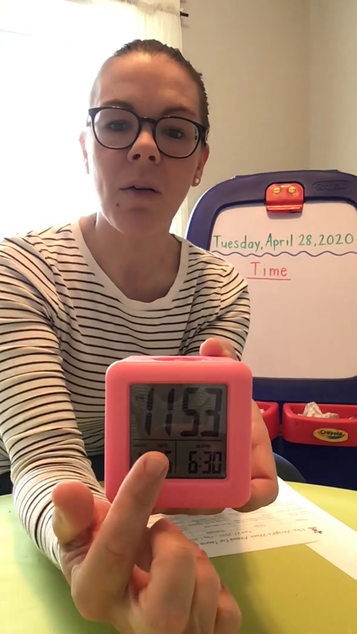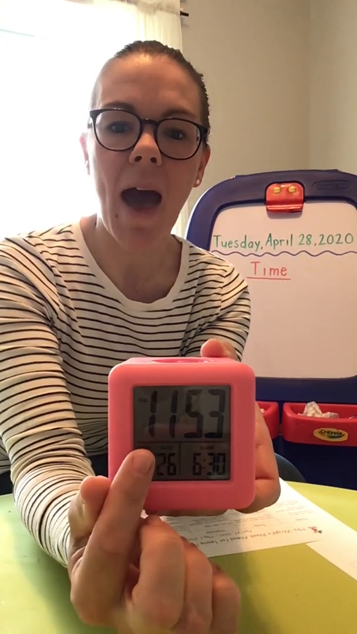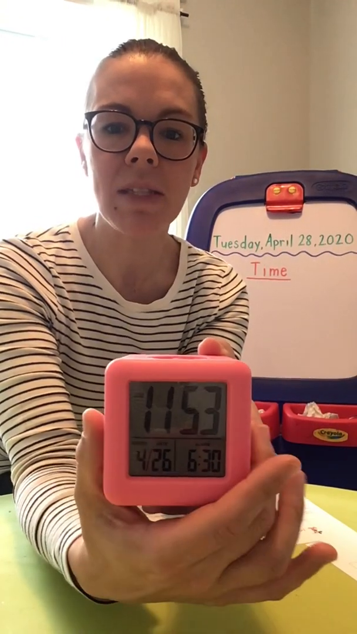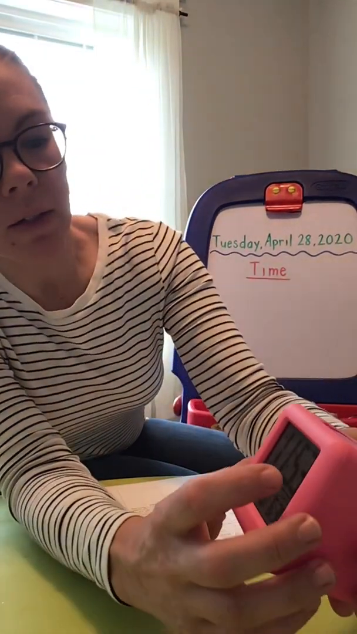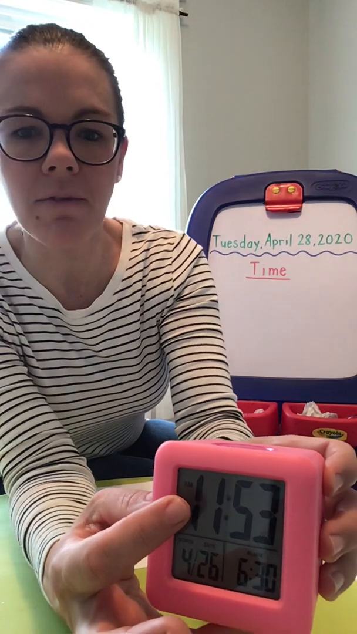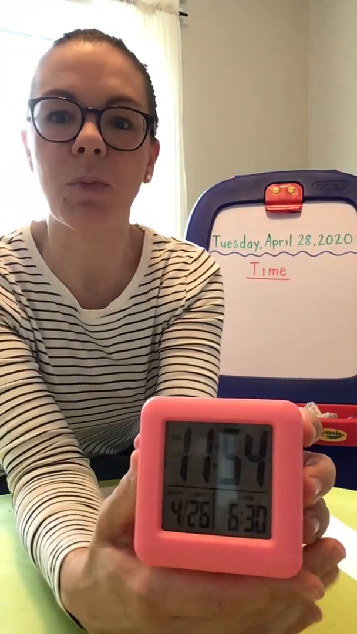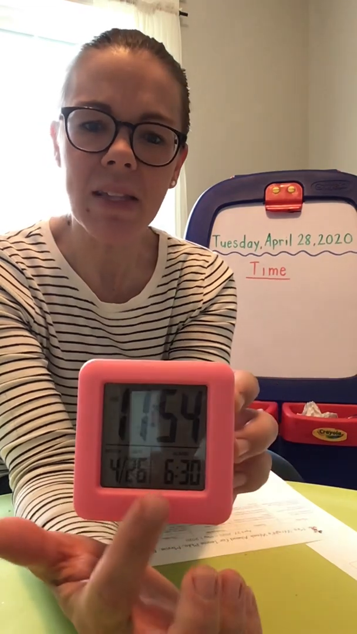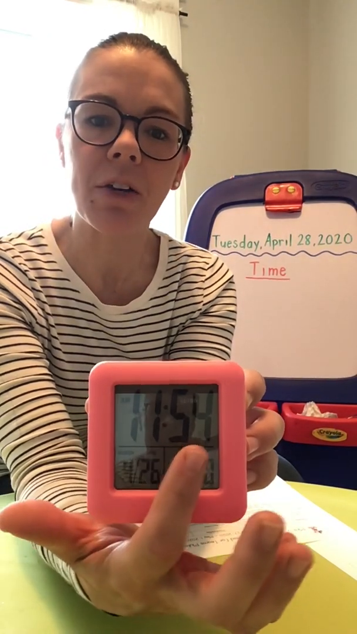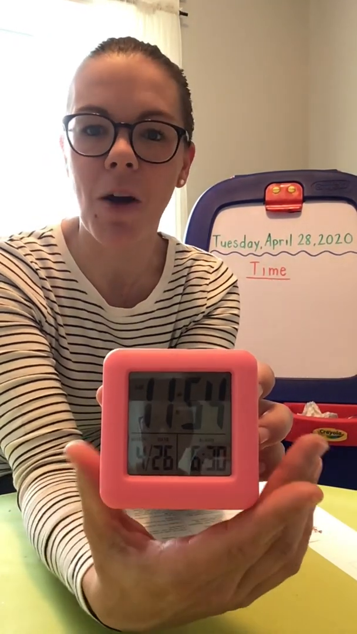So right now, the hour is the 11th hour of the morning. And you can see, if you look really closely up here, right here, it says 11:53 a.m. because we are still in the morning time. These numbers over here represent the minutes that have gone by in an hour.